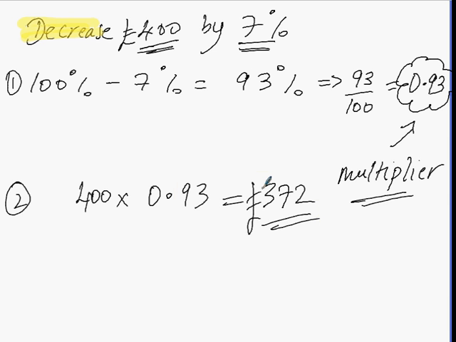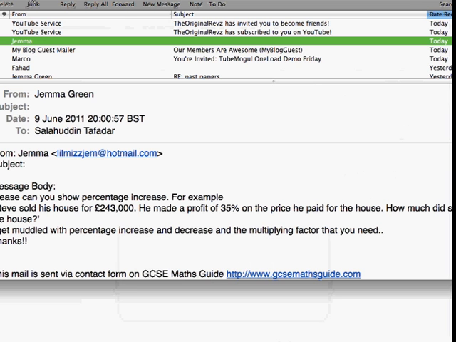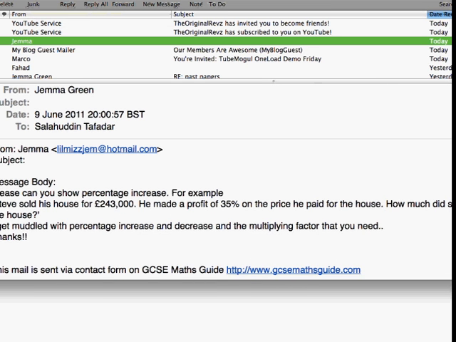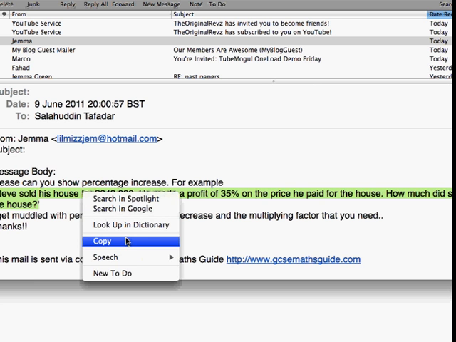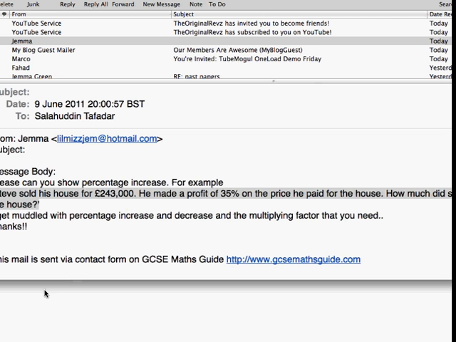All right. Okay, now let me take you through one of the emails that I got from one of my readers. And it was from Gemma. And Gemma said, please, can you show me percentage increase? For example, Steve sold his house for £243,000. He made a profit of £35,000 on the price he paid for the house. How much did Steve originally pay for the house? And I get muddled up with percentage increase and decrease and the multiplying factor that you need. Thanks. Okay, so let's go through that question quickly. I'll just copy that down, and we'll see how we can solve this. All right, so Gemma, I hope that one's going to help you out.